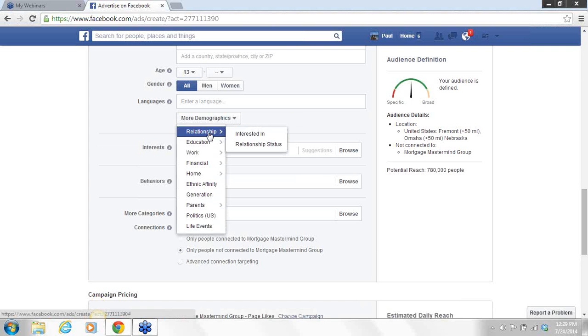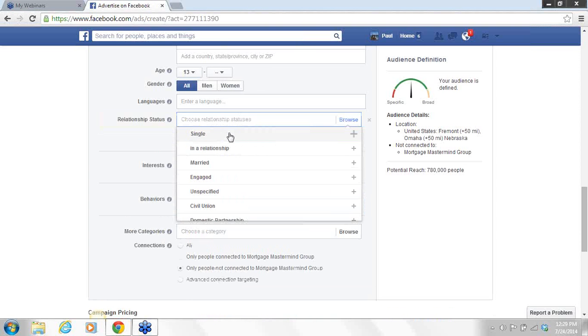I do use relationship status, however. Instead of interested in, use relationship status. What this allows you to do is pick and choose. Do I want single people? Do I want people in a relationship? Married people, which are more likely to purchase a home. Engaged. Guess what they're going to be doing after they get married? Consolidating a home most of the time and possibly purchasing. I don't mess with the unspecified. Civil union in this day and age that we're in the United States of America, absolutely include the civil union. Absolutely include the domestic partnership.